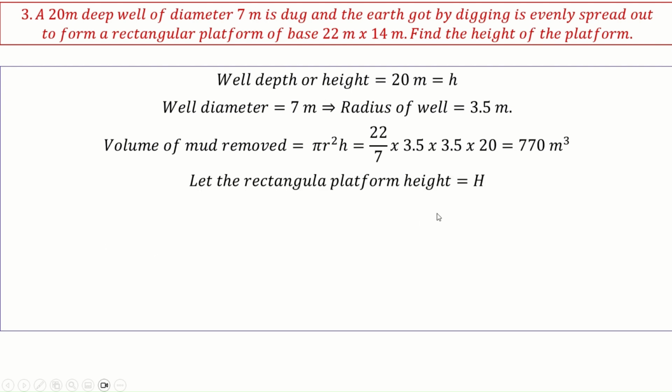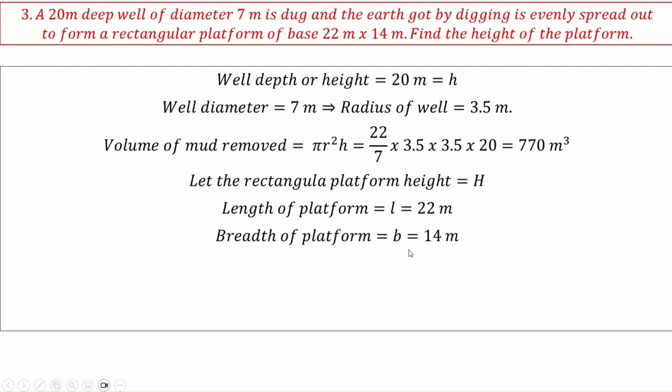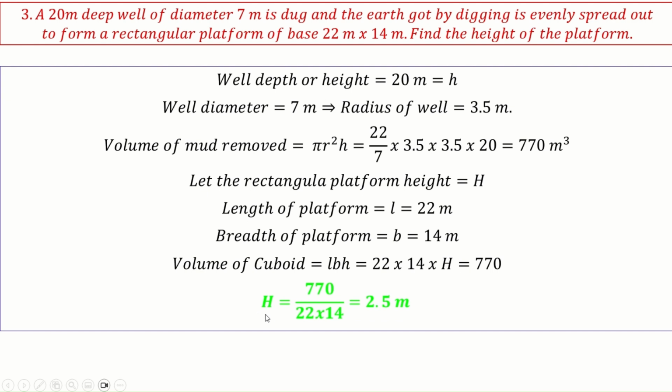And the rectangular platform height is, let's say, h. Then length is 22, breadth is 14. So volume of this one is 22 into 14 into h, which is equal to 770. It is made from this mud only, right? 770 meter cube of mud. So from this h is equal to 2.5 meters. Next.